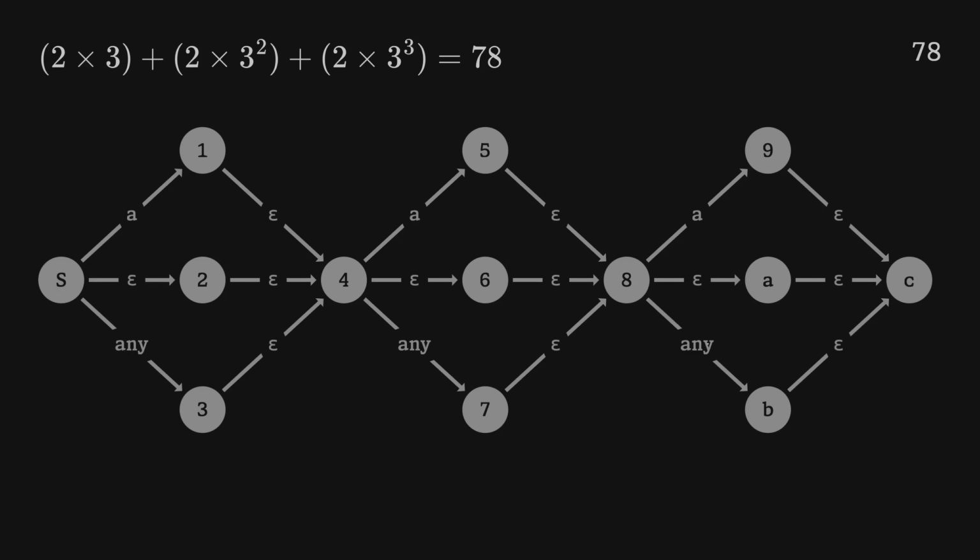In big O notation, which is for another video, we would say that this is exponential time complexity. And when it comes to regexes, this is often called exponential backtracking or even catastrophic backtracking.